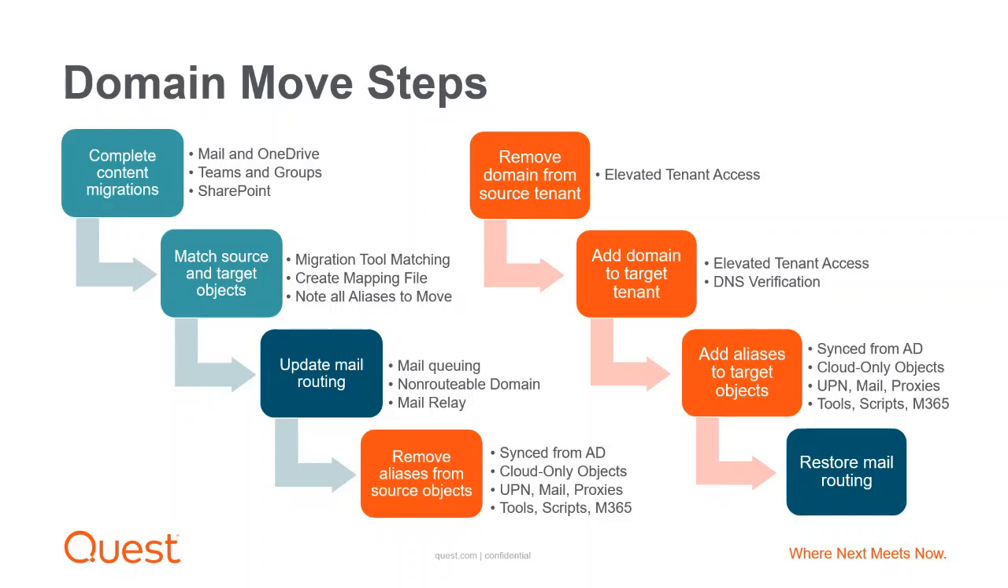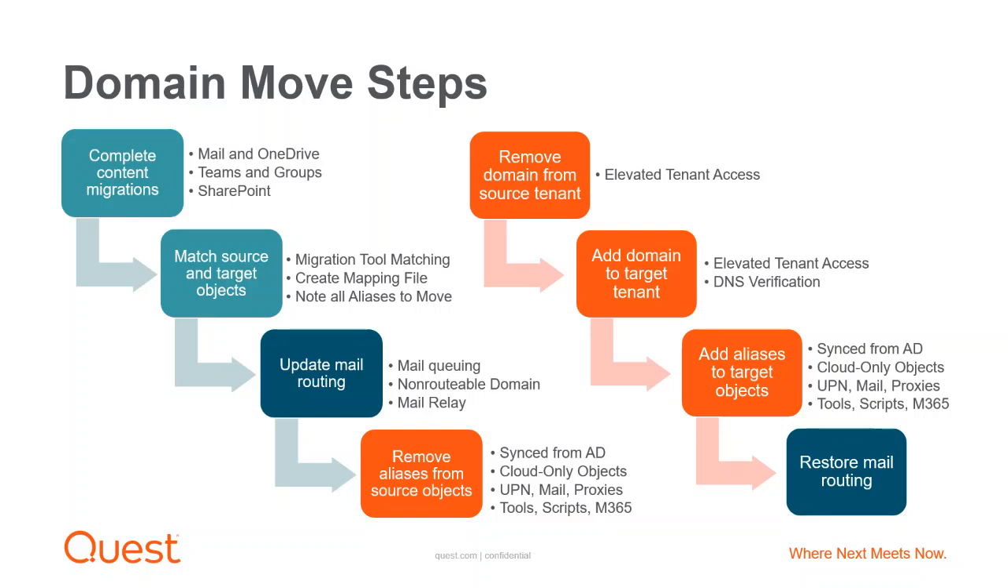And depending on the decisions you made earlier, you might choose to update the target UPN and all mail attributes, including primary SMTP, or you might choose to only add these secondary email aliases to the target accounts. Again, many of these tasks can be performed by a migration tool or can be completed using scripts.